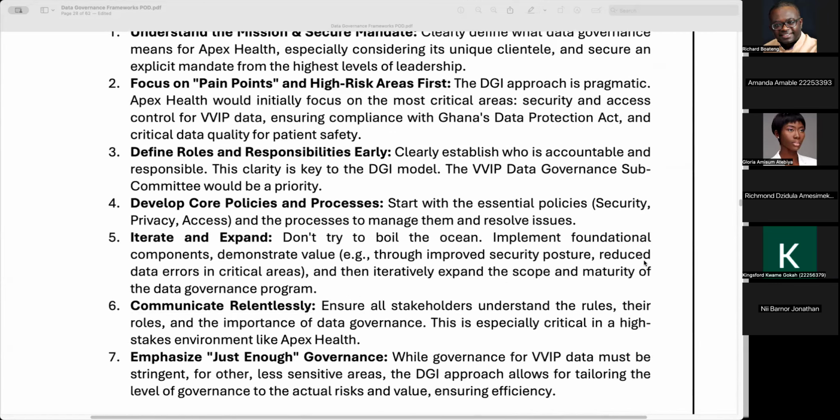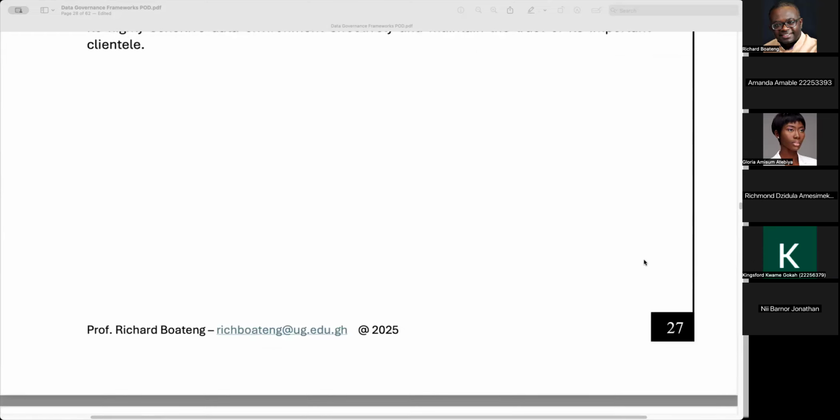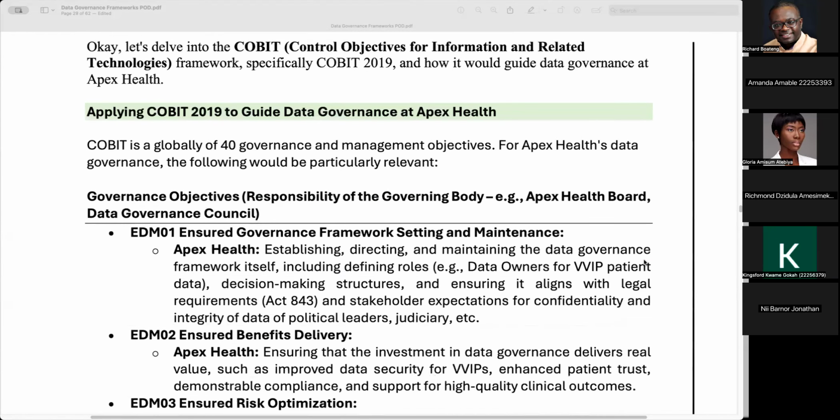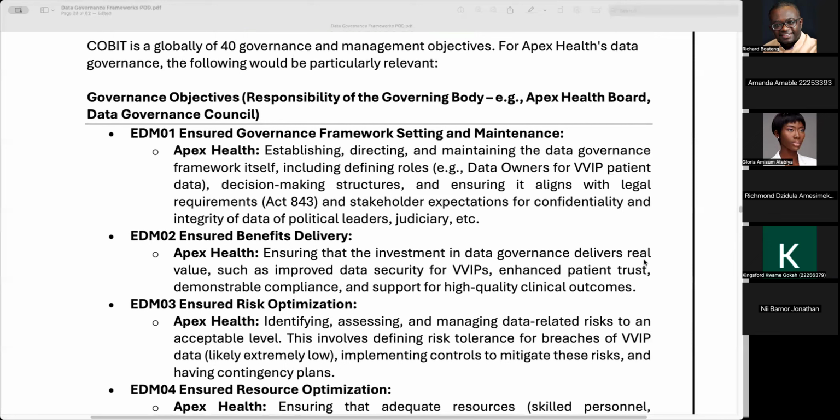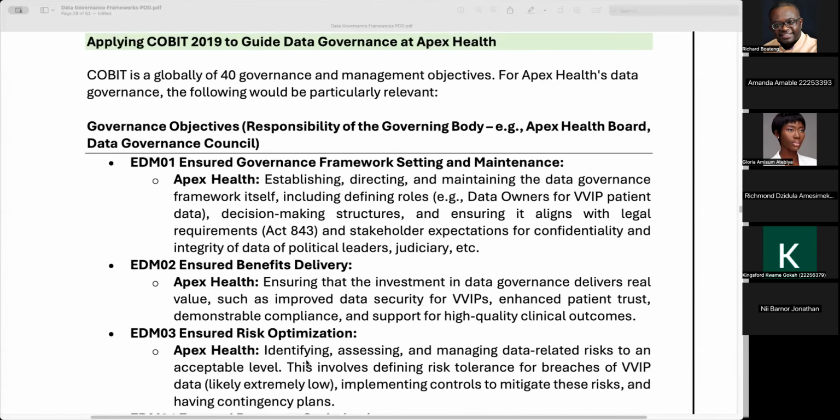Now, this framework, as you said, brings a strong focus on broader IT governance, risk management, achieving control objectives, and ensuring alignment with business goals. How would its philosophy apply specifically to Apex Health's unique situation? COBIT's philosophy for Apex Health would be centered on establishing a comprehensive, highly auditable, and business-aligned system of controls specifically designed for managing sensitive health data, particularly VVIP data. The goal is to ensure rigorous, demonstrable compliance with Act 843 and to manage the extreme data-related risks effectively and transparently. It provides a structured way to show regulators and stakeholders that due diligence is being performed systematically.